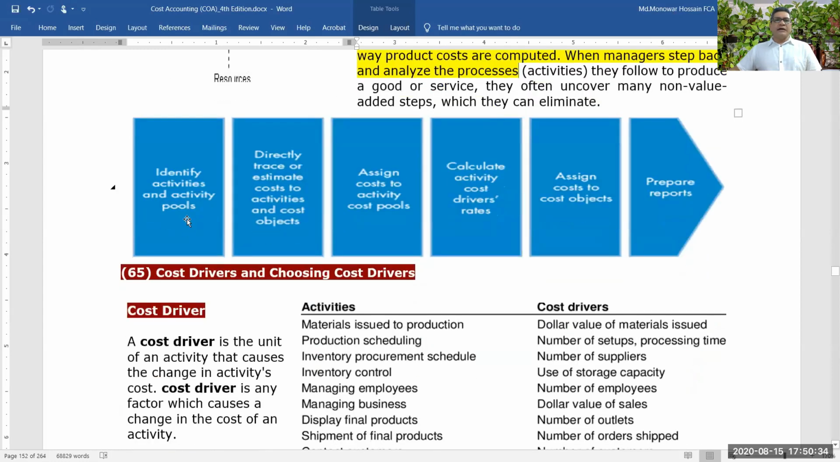So look here, at that stage we can also say that in identifying activity, we directly trace or estimate cost to activity and cost object, assign cost to activity cost pools, and calculate the activity cost driver's rate, assign cost to the cost object. Then we have to prepare the reports.